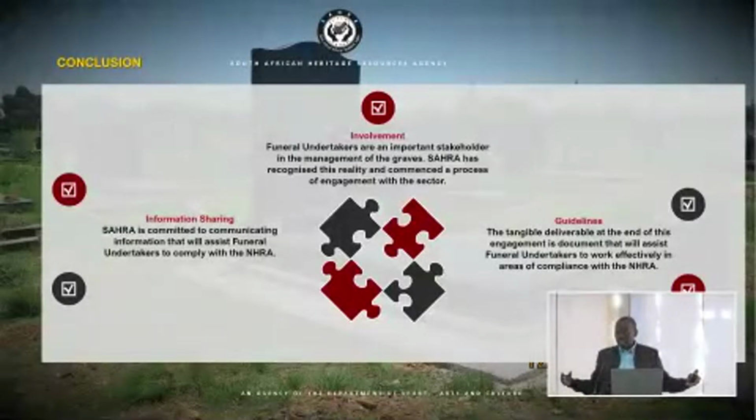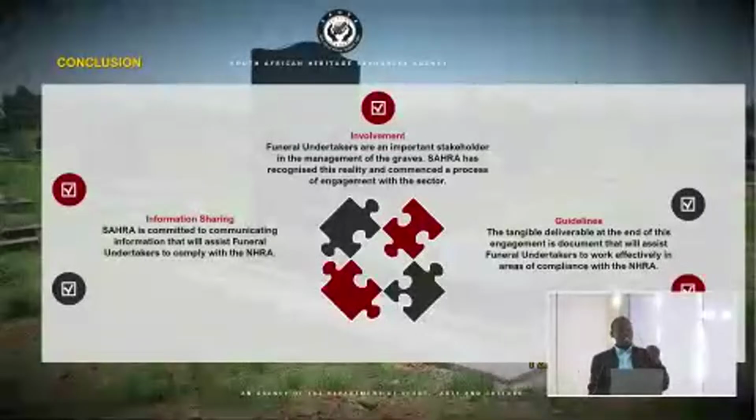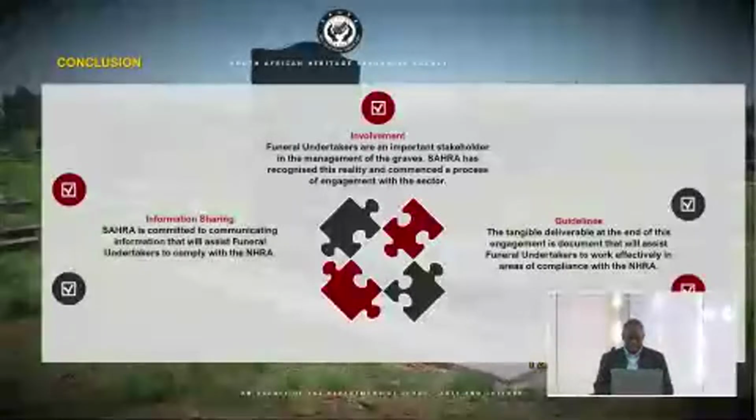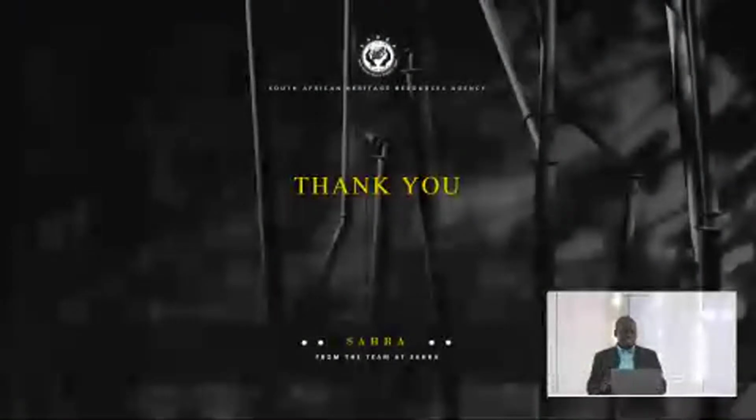But I think it would be a useless effort for us to convene and then after this, there's nothing that happens. So it's our view that there must be something that comes out of this as a product, which will empower yourselves, your associations, and your members in making sure that they are compliant with the National Heritage Resources Act. With that broad sweep, I would just like to say thank you very much.